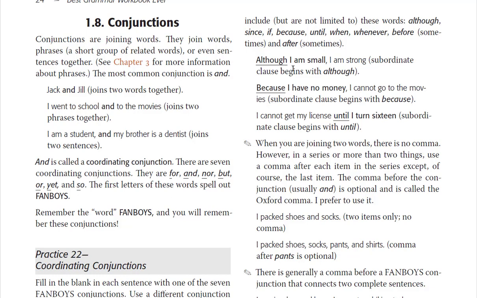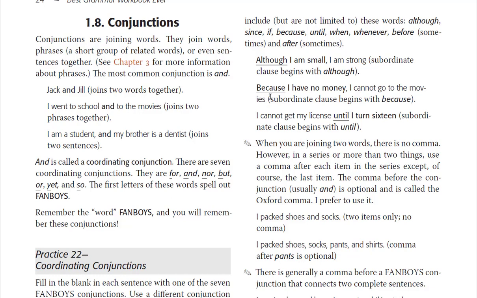So if I simply say, I am small, that's a complete thought. But if I add on the word although, that makes it a subordinating conjunction, a subordinating clause or a dependent clause. Because as soon as you add on the subordinating conjunction, although I am small, suddenly it is a sentence fragment. Because I have no money, that becomes a sentence fragment.